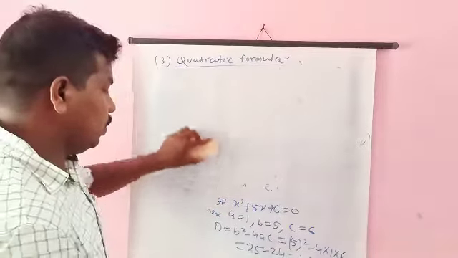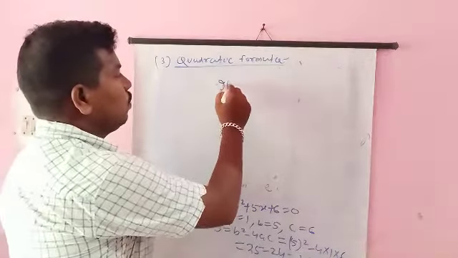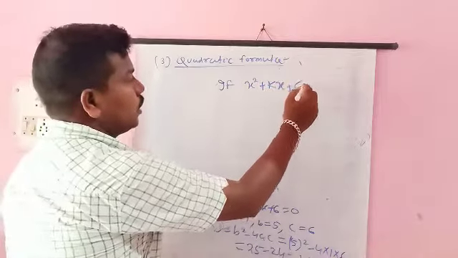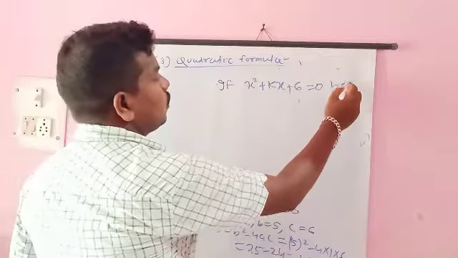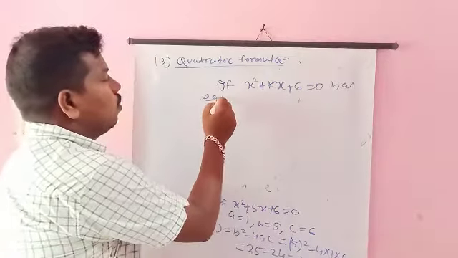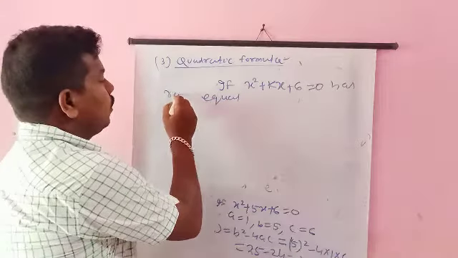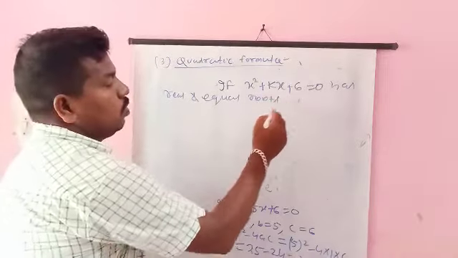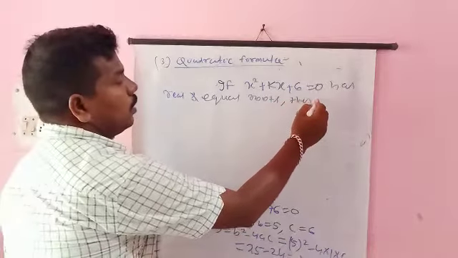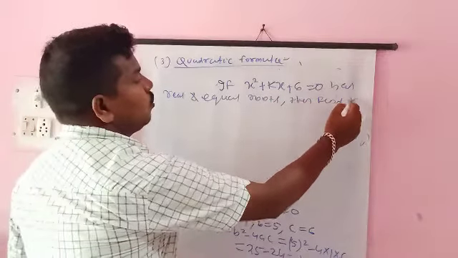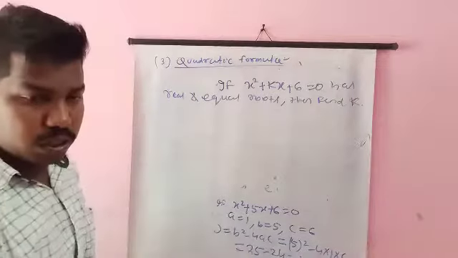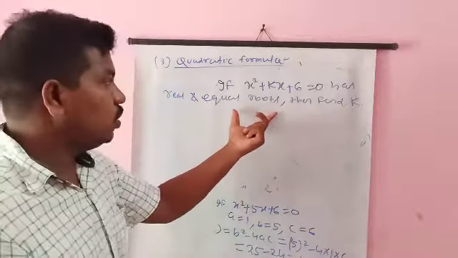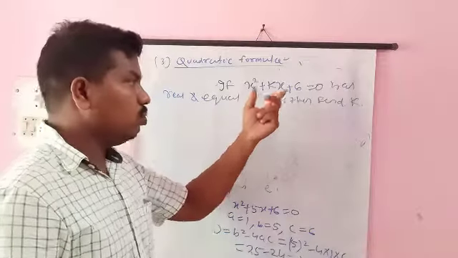So if x square plus kx plus 6 equal to 0 has equal real roots, then find k. This is a very important question in the CBSE board examination. It is a 1 mark question. Sometimes it will also come as a 2 marks question.